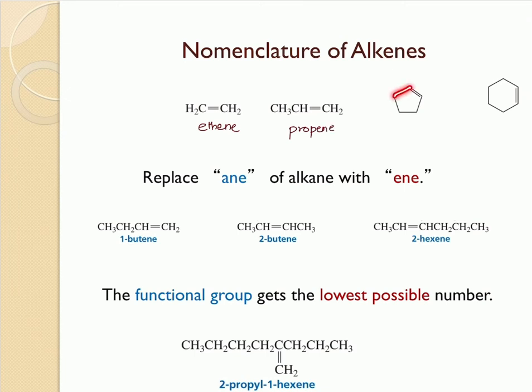This has a ring structure and the double bond is present within the ring, and the number of carbons in the ring structure is 5. Therefore, the name of this molecule is going to be cyclopentene. And similarly, this one is going to be cyclohexene, since you have a total of 6 carbons.